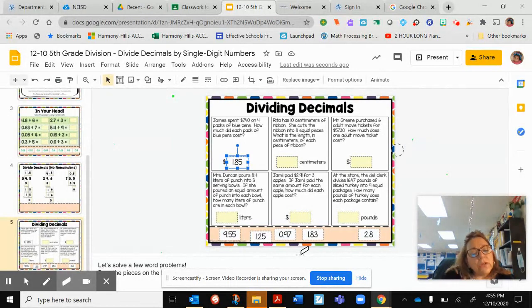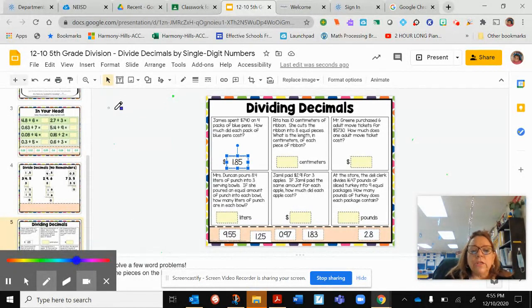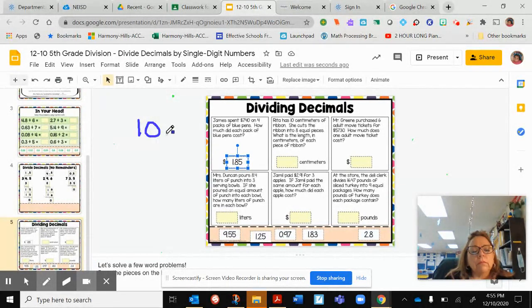All right. So I know that. How much does she have? Very good. She has 10 centimeters. And she needs 8 pieces. So 8 cannot go into 1. I'm going to put my 0 here.